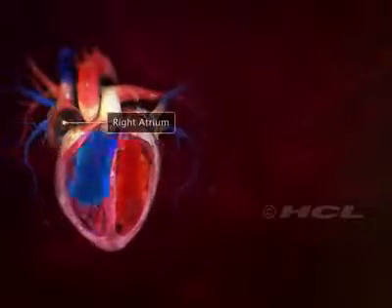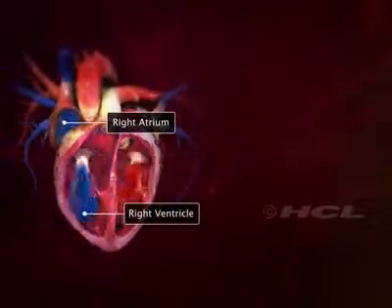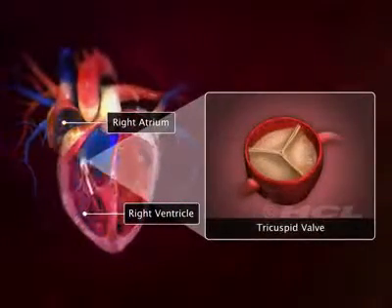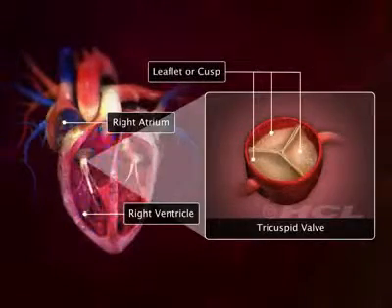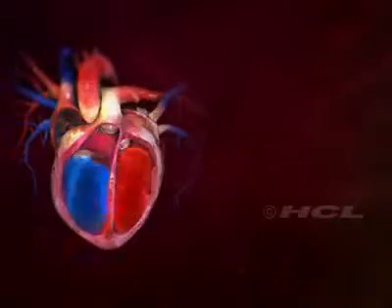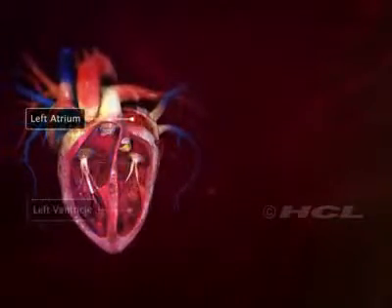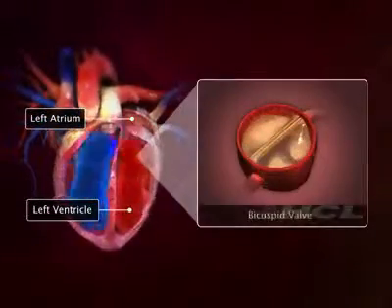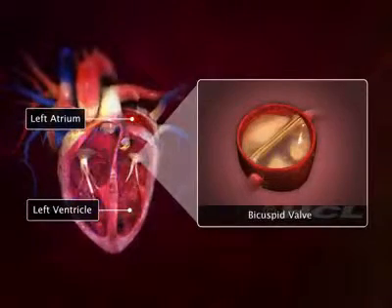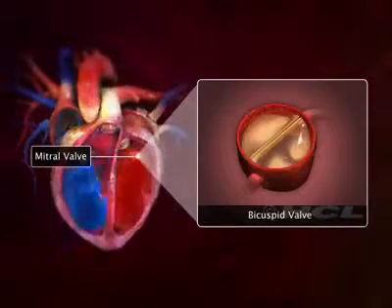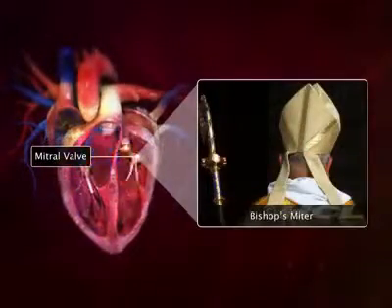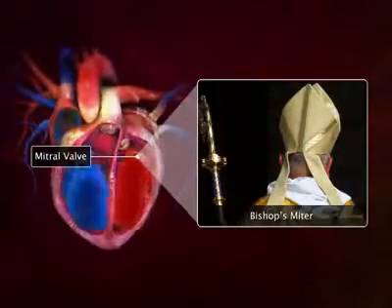The right atrium and right ventricle are connected through a tricuspid valve. As the name suggests, it has 3 leaflets or cusps. On the other side, the left atrium and ventricle are connected through a bicuspid valve. The bicuspid valve is also called the mitral valve because of its resemblance to a bishop's 2-sided mitre or hat.